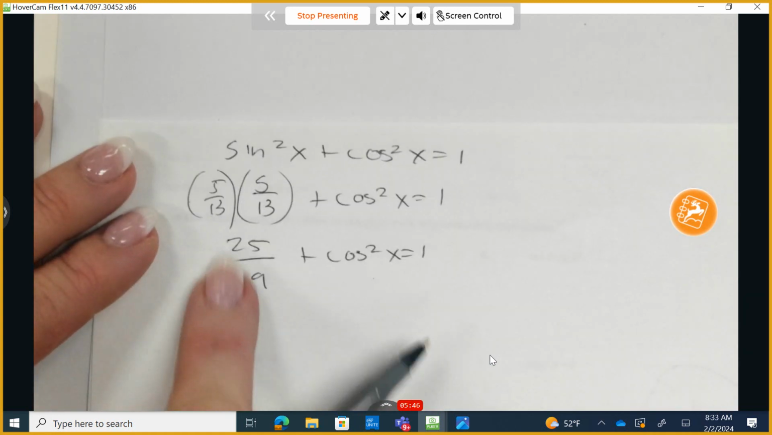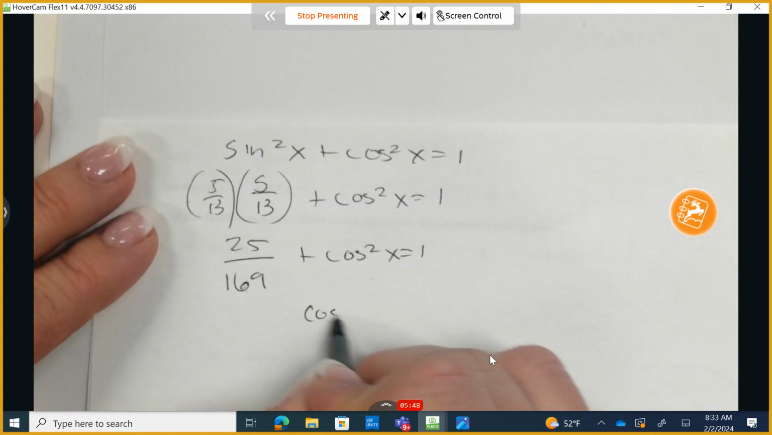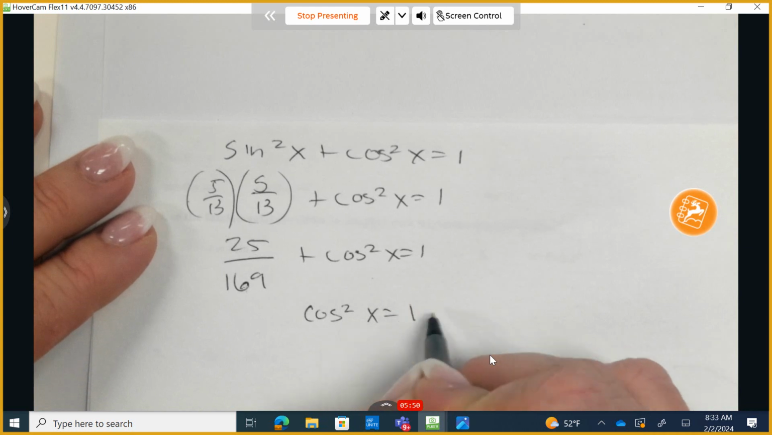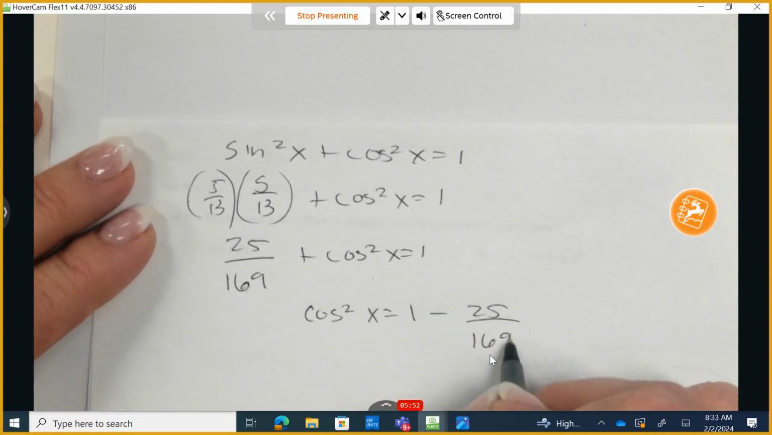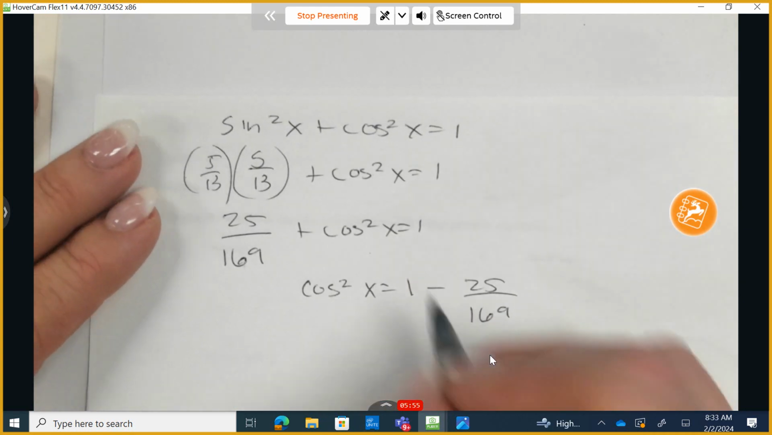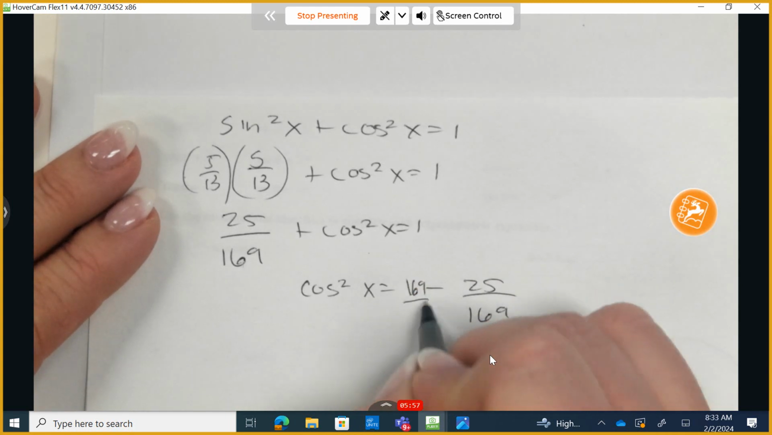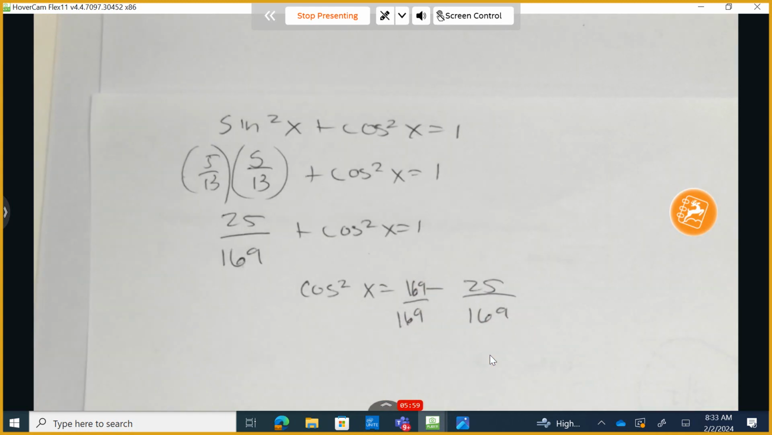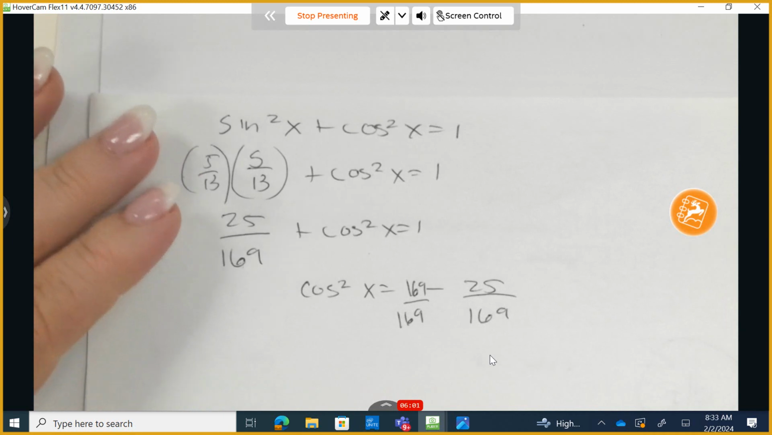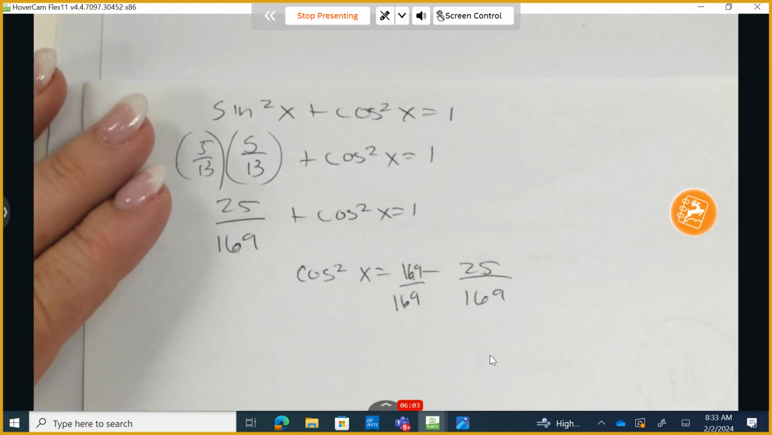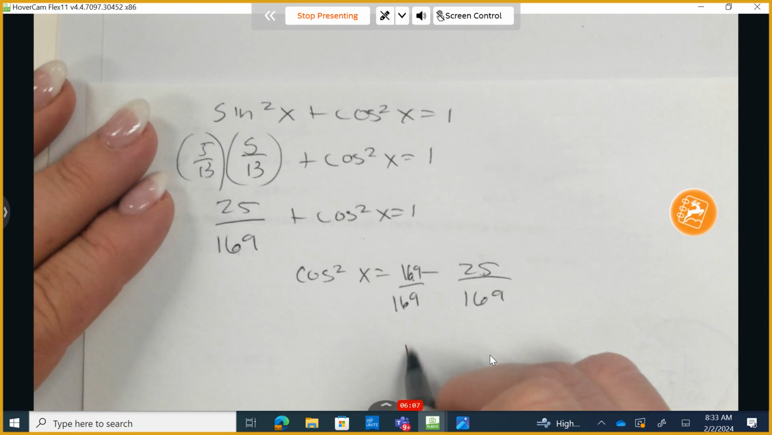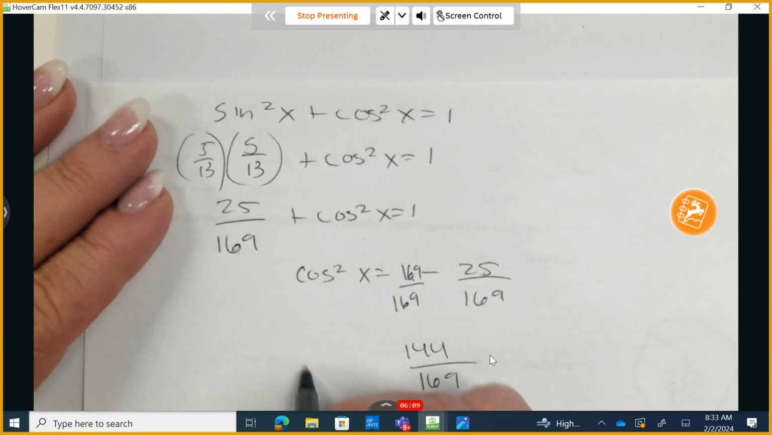And now I'm going to move this to the opposite side because I want to isolate the cosine. I easily can turn 1 into the same value of 1 by writing it 1 over 169. Okay, can somebody take 169 minus 25 and tell me what you end up with? I think it's 144. Is that right? 144 over 169.